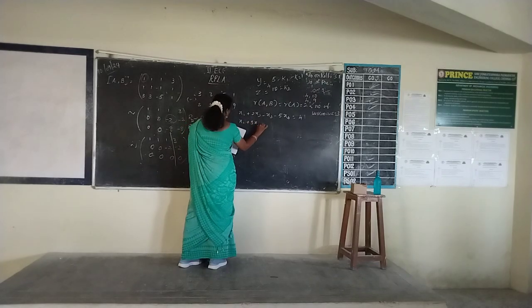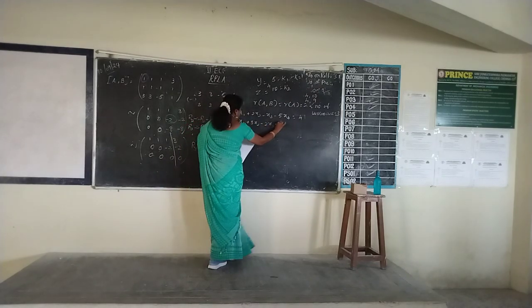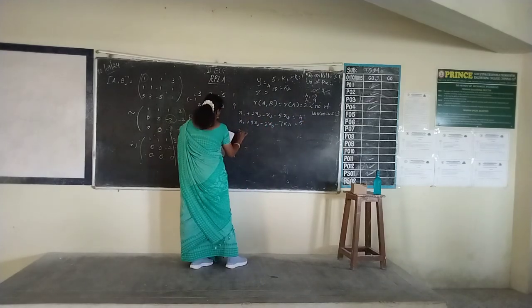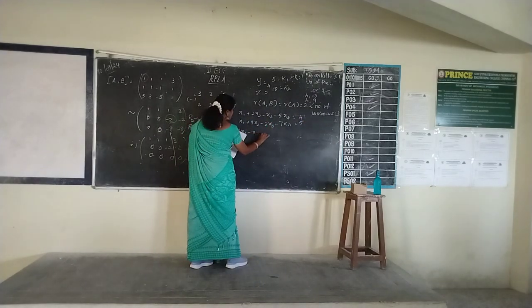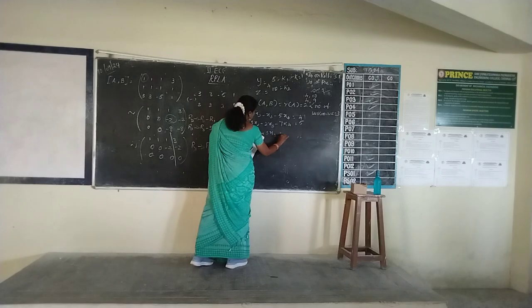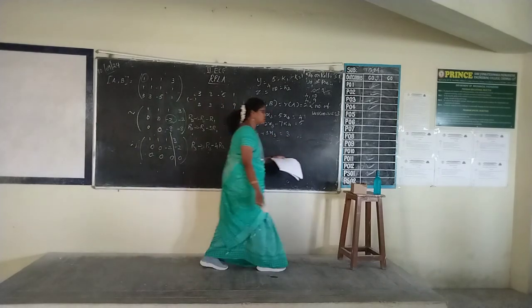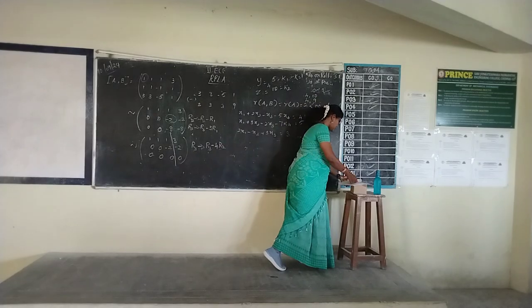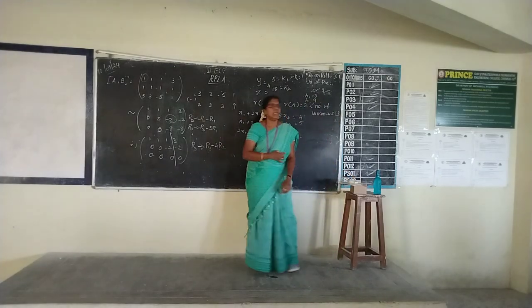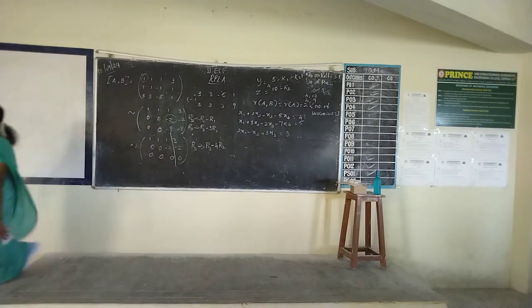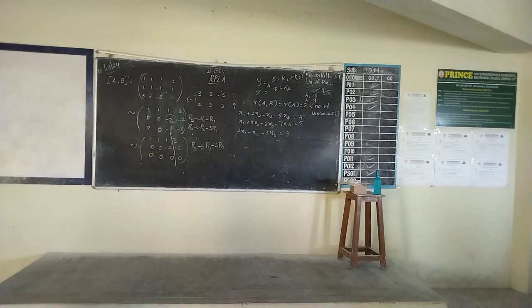Plus 3x2 minus 2x3 minus 7x4 equal to 5. 2x1 minus x2 plus 3x3 equal to 3. I will give you 10 minutes time. Solve and give me the answer. Solve it. Instead of x, y, and z, you are given x1, x2, x3, x4. Solve it.